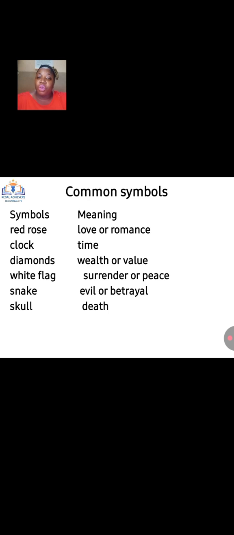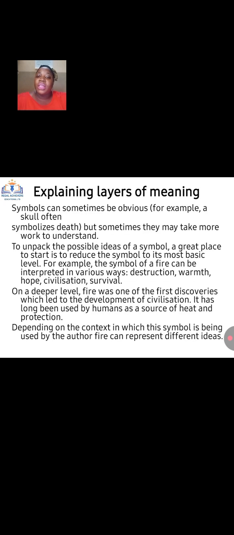Red rose, it means love or romance. Clock means time. Diamonds means wealth or value. White flag means surrender or peace. Snake means evil or betrayal. Skull means death. Now let's look at how explaining layers of meaning can also be used as symbol.